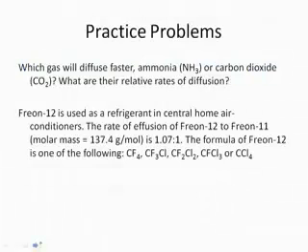Okay, and here are some practice problems for you to take a look at. And the answers to these are on the next slide. So take a look at these, and if you have questions, we'll talk about them tomorrow.